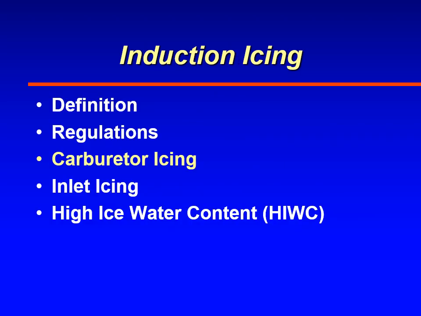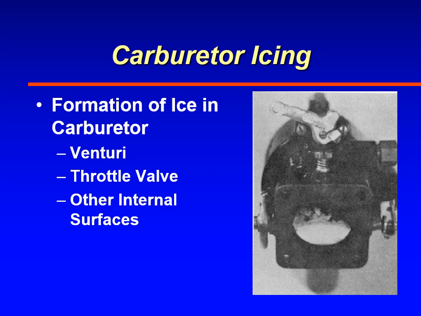The first kind of induction icing that we'll discuss is carburetor ice. Carburetor icing is icing that forms with aircraft engines that have carburetors. And carburetors, of course, mean that the internal structures have venturis. There's also a throttle valve and other internal surfaces. So, in other words, when air flows through a carburetor, it encounters lower pressure, which results in adiabatic expansion, and you get little water droplets that form in the venturi that strike the throttle valve and freeze on contact.